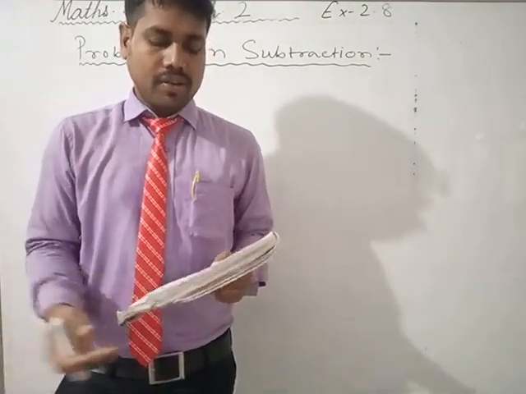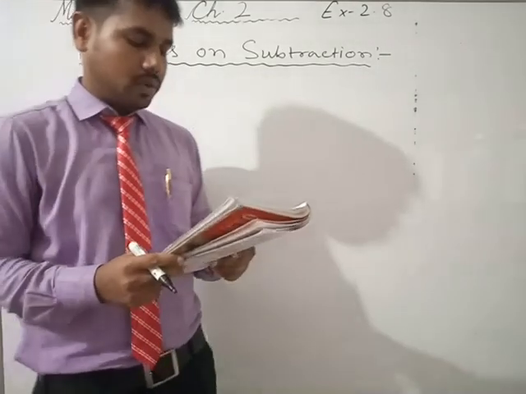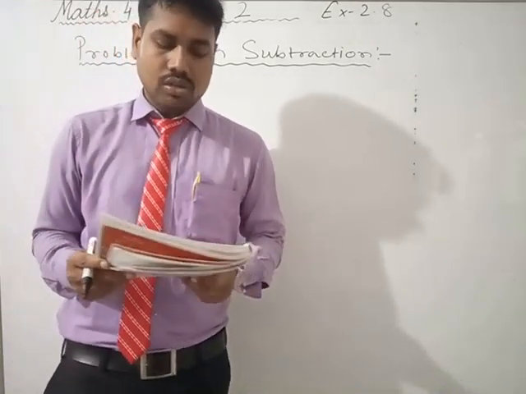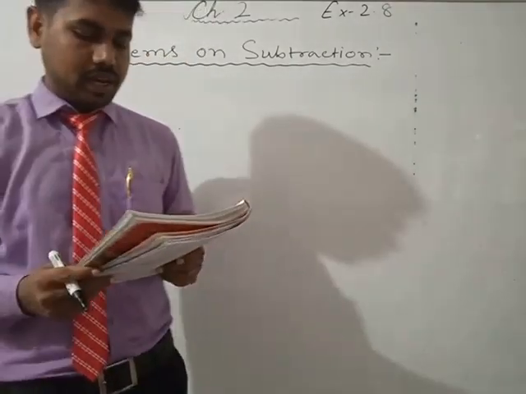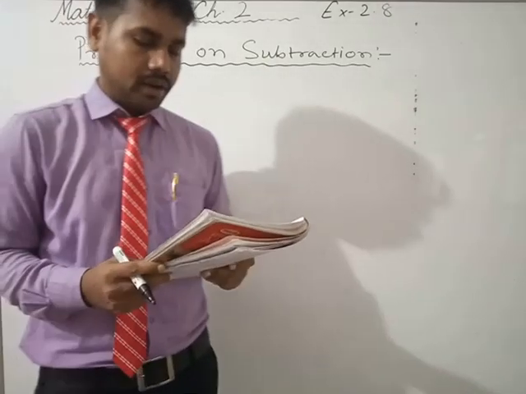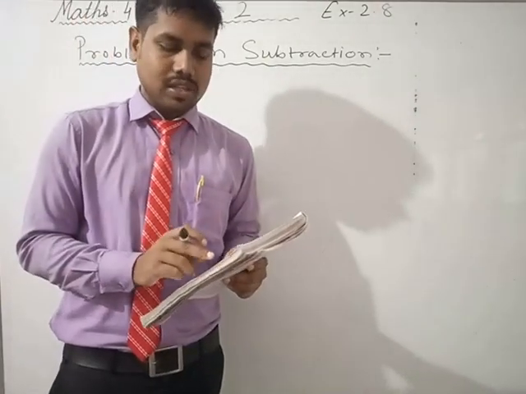A man invests this much in a business for 2 years. In the first year he got a profit of this, second year this much. So find the net amount he will get at the end of the second year. Okay, so a man invested a total amount of this much. This much is the investment.